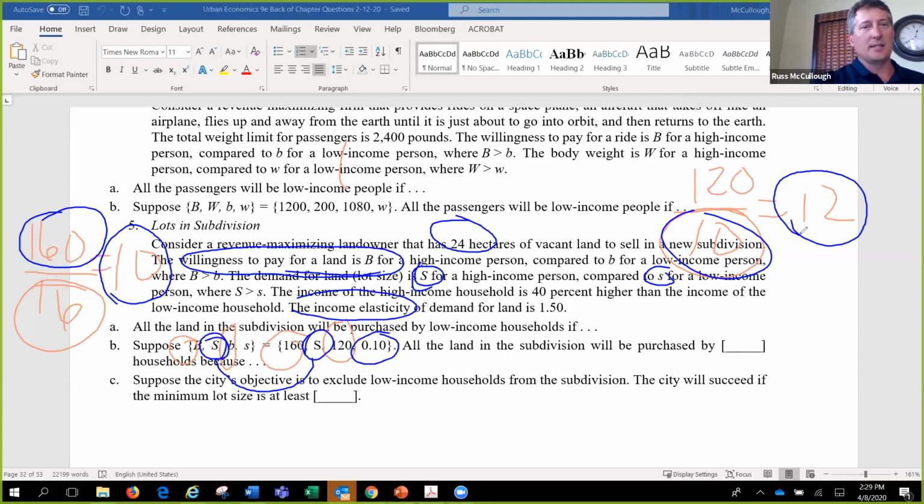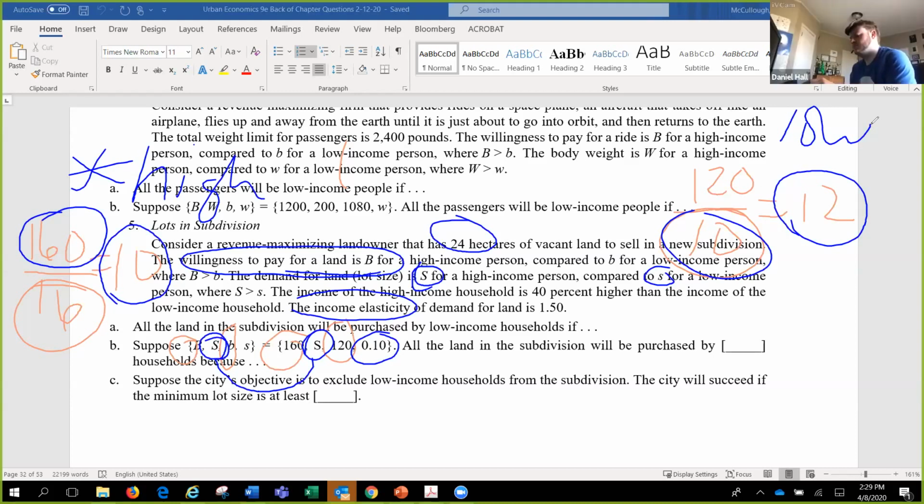We know that it's 160. That's given in the problem for the high income people, and this is the low income people. 120 is given to us. So where does the 10 come from? Is that the amount of land that they're purchasing? Well, we know that little s for the low income people is that.